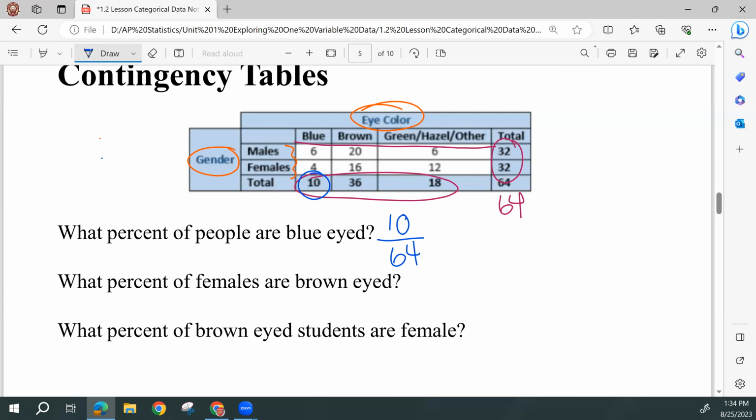We want to look at the percent of females that are brown-eyed. We can look just at the females. What percent of females are brown-eyed? There are 16 females who have brown eyes out of 32 total females. And so that one's kind of easy. That's 0.5. So 50%.